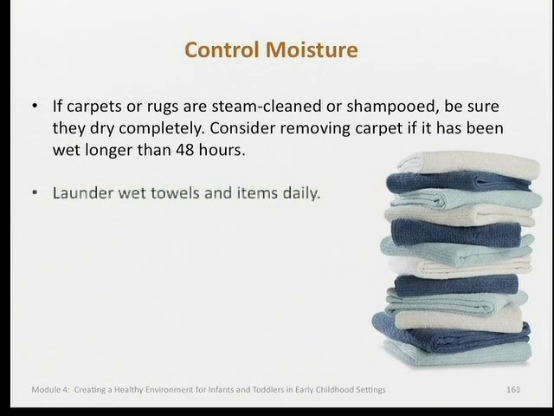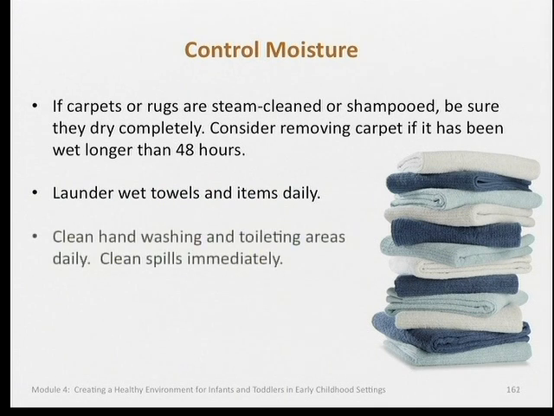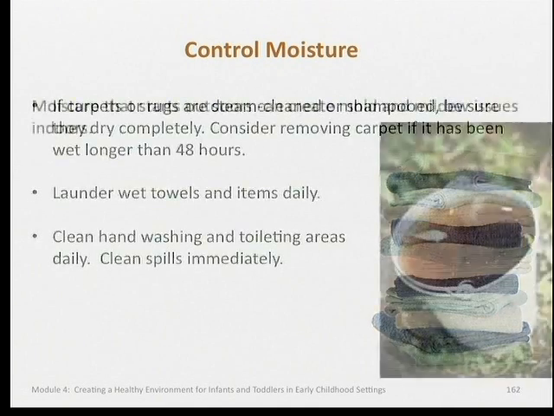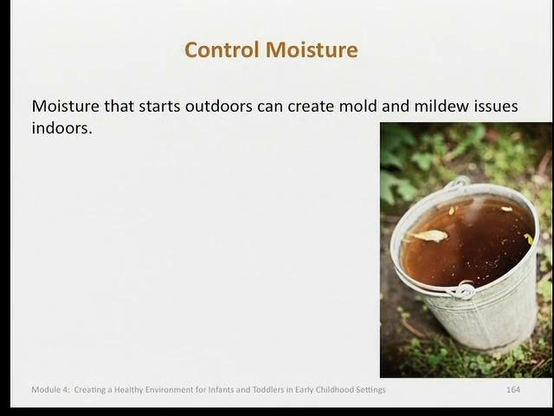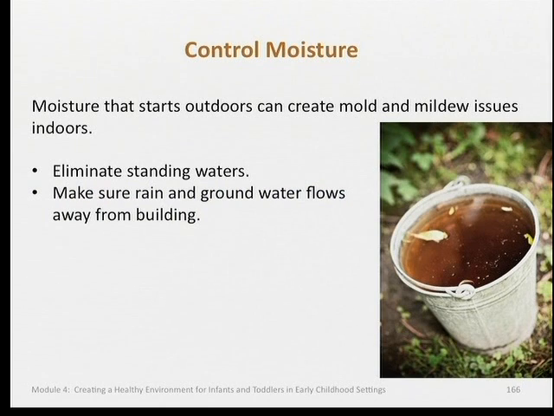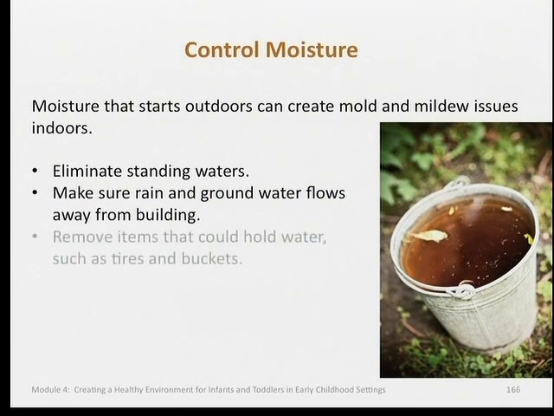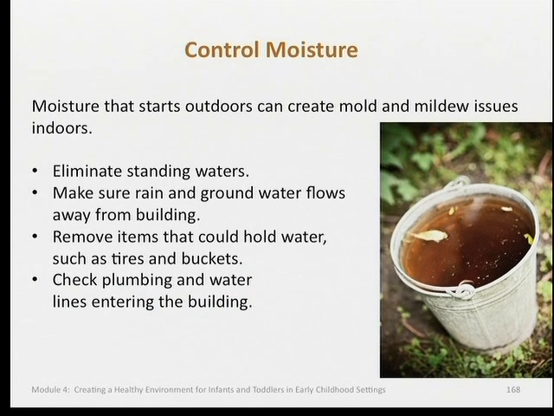Additional ways to control moisture include laundering wet towels and items daily, cleaning hand washing and toileting areas daily, and cleaning up spills immediately. Moisture that starts outdoors can create mold and mildew issues indoors. To keep your facility dry, eliminate standing water and ensure that rain and groundwater flow away from the building. Remember to remove items around the facility and its campus that could hold water, such as tires and buckets. Additionally, check plumbing and water lines entering the building to make sure there are no leaks. These simple measures to control moisture can reduce or eliminate mold problems and help create a healthy environment for the infants and toddlers in your care.